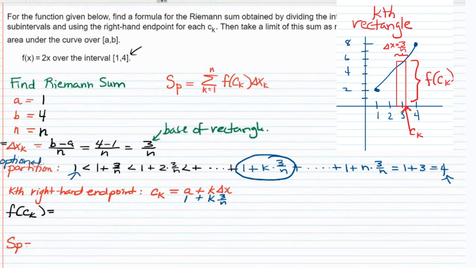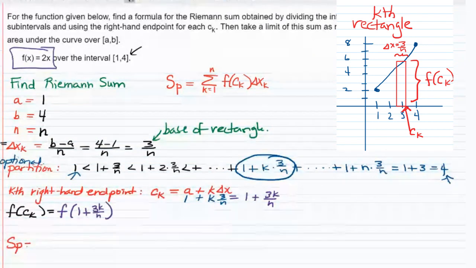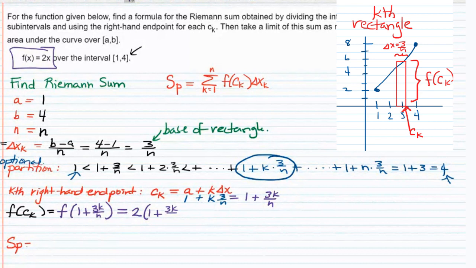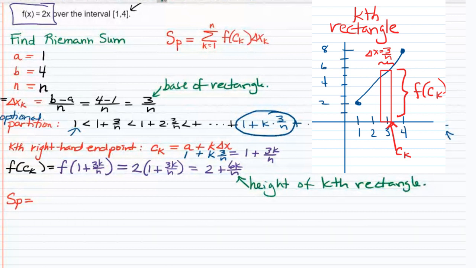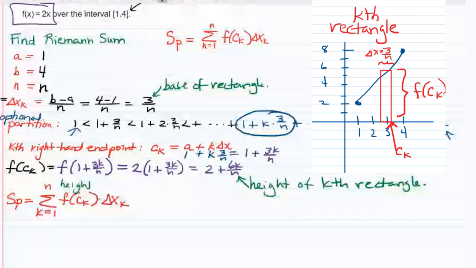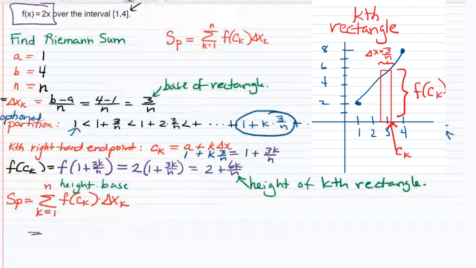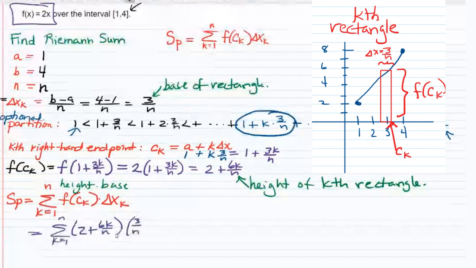But to find the height of the rectangle, we have to plug into the function. So plugging into f, where f of x equals 2x, we're going to double that: 2 times, instead of x, 1 plus 3k over n. And we just found the height of the kth rectangle, which is why you see in the formula for the Riemann sum, the sum k equals 1 to n, the area of a rectangle. You multiply its base times its height. So we're going to have this 2 plus 6k over n times 3 over n.